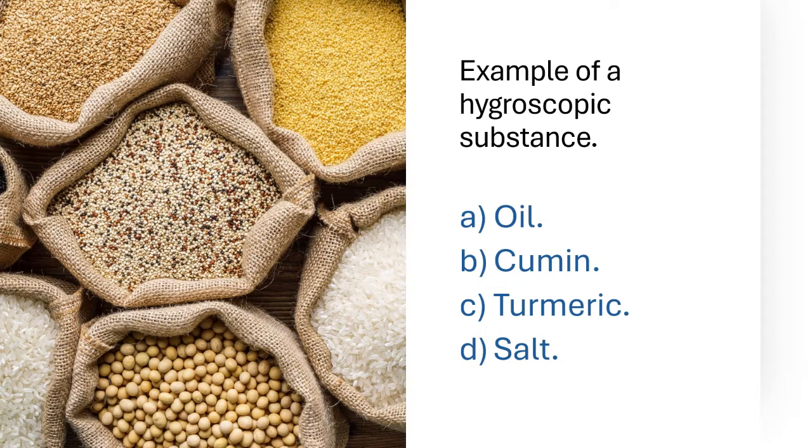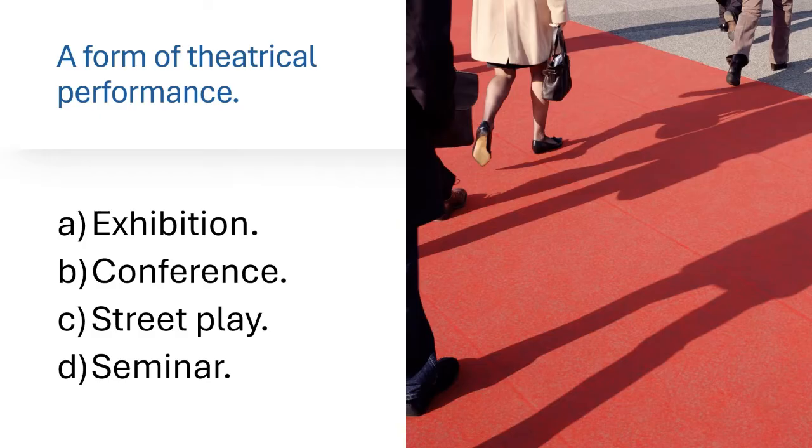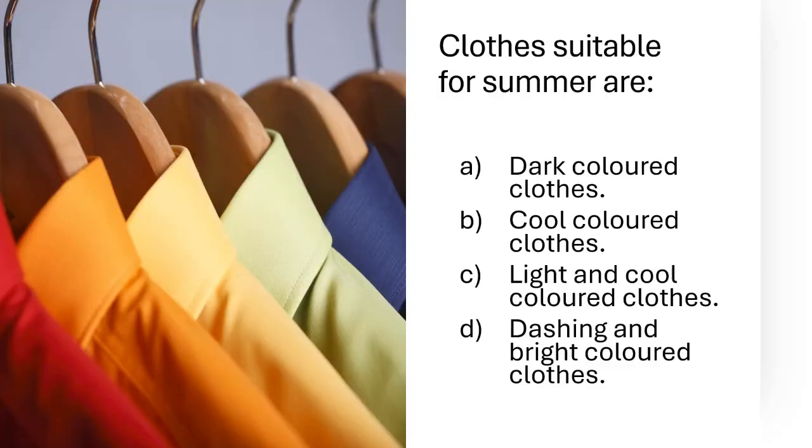Example of a hygroscopic substance is oil, cumin, turmeric or salt. Write the correct answer quickly in the comment section. Yes, it is D, salt. A form of theatrical performance. Is it exhibition, conference, street play or seminar? Such an easy question. Street play. That's the only form of theatrical performance out here.